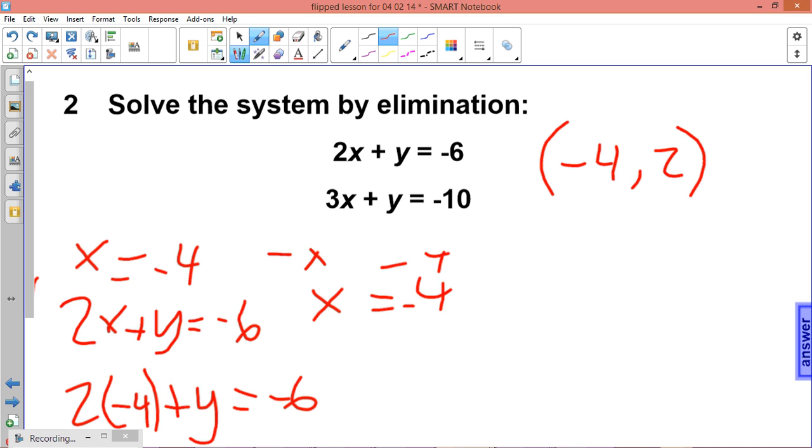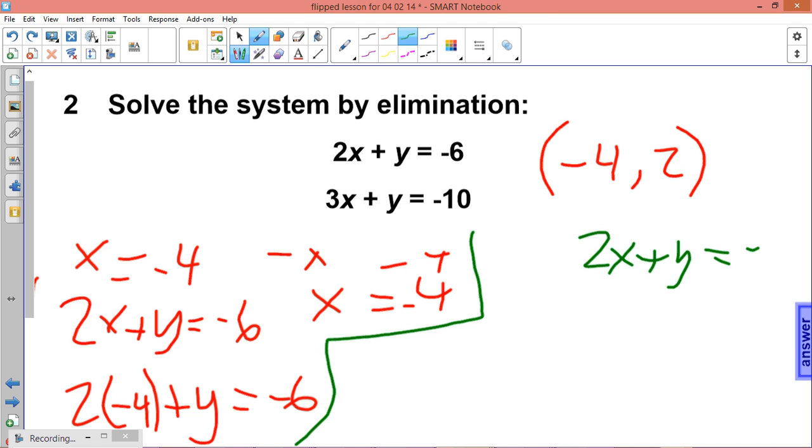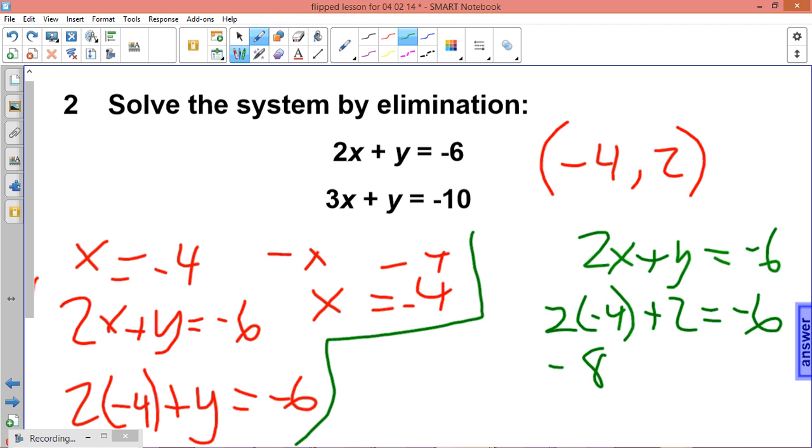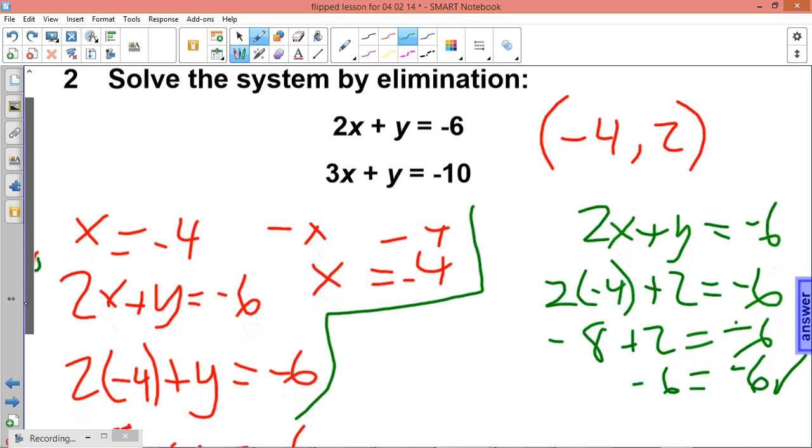But I don't know that for certain until I check. So let me do my check. I get my first equation, 2x plus y equals -6. Check to see if this is true. 2 times -4 plus 2 equals -6. Is that true? I got -8 plus 2. Is that equal to -6? It sure is. So it's looking likely that I didn't make any mistakes, but I need to check the second one.